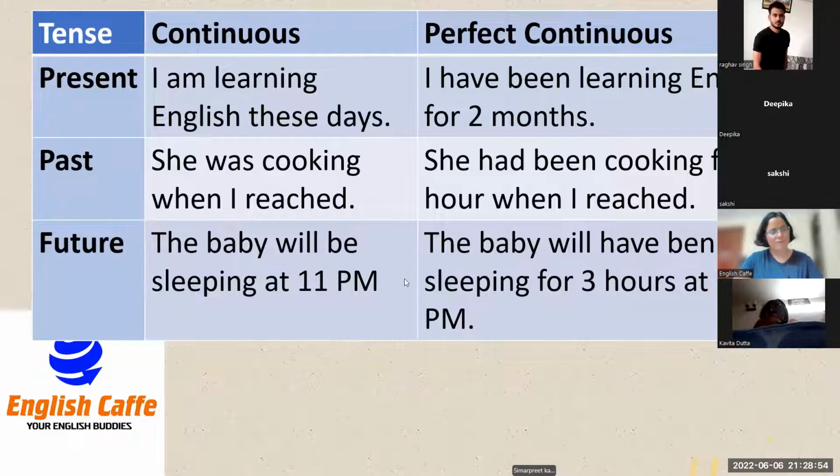That's right. For example, if I want to say that main bachpan se hi moti hun, how will you say that in English? I have been fat since childhood. Yeah, I have been fat. I have been overweight since I was a child. Okay. Thank you, ma'am. Thank you for asking. Guys, how will you say main subah se bhookha hu in English? Please let me know in the chat.